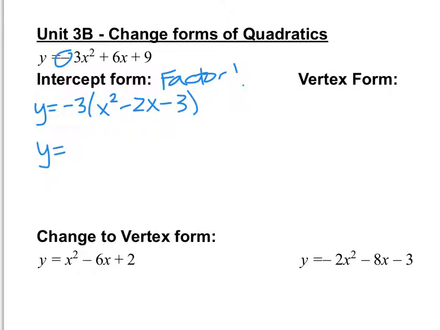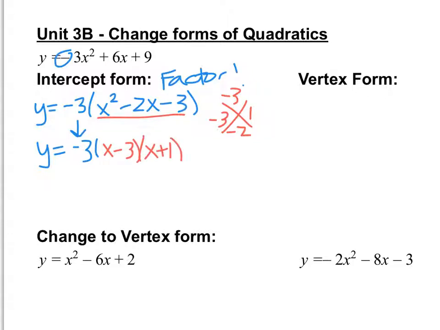So y equals, bring down your negative. And then we can use the shortcut for this: multiplies to negative 3 and adds to negative 2, which is negative 3 and positive 1. So y equals negative (x minus 3)(x plus 1).